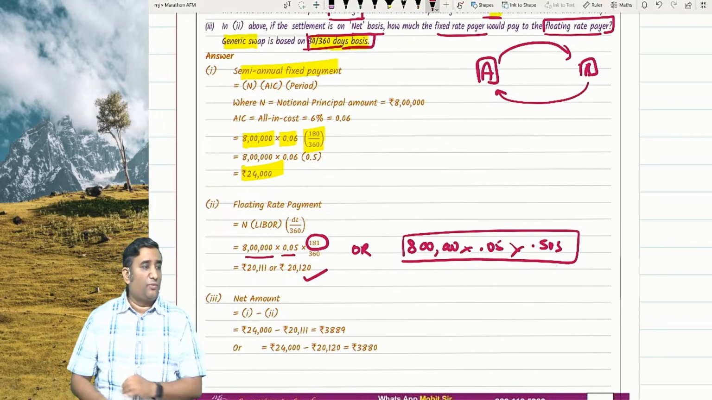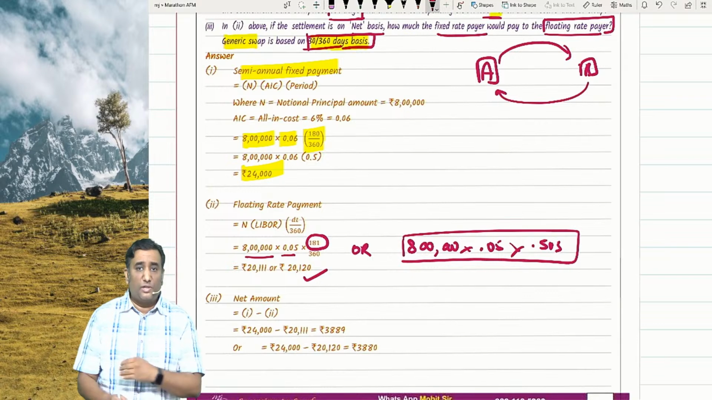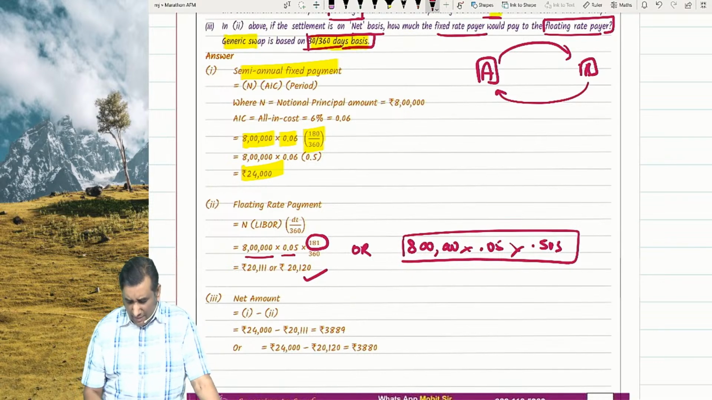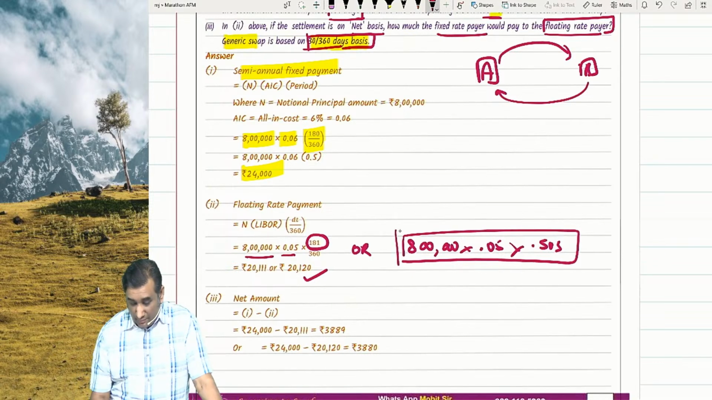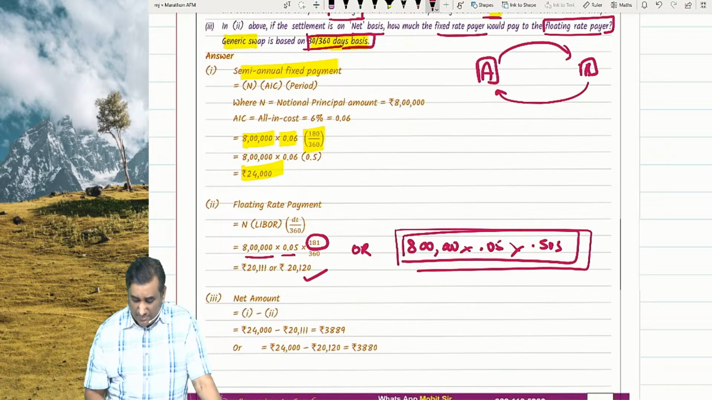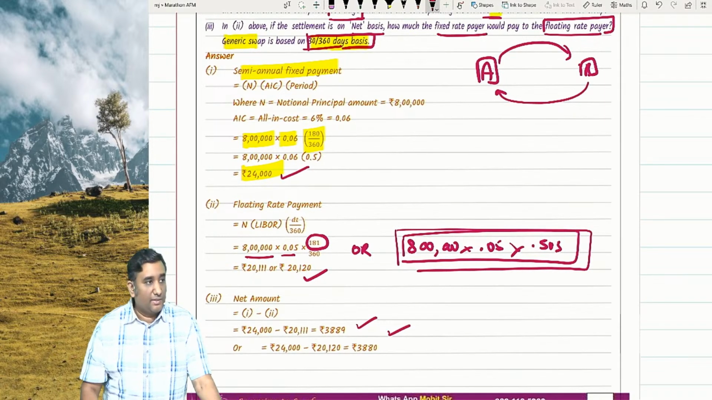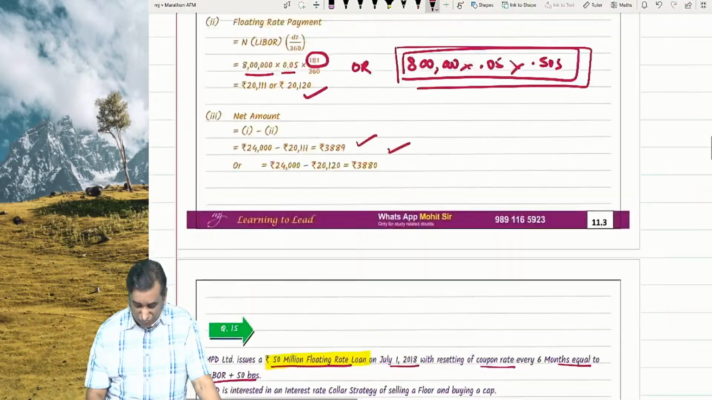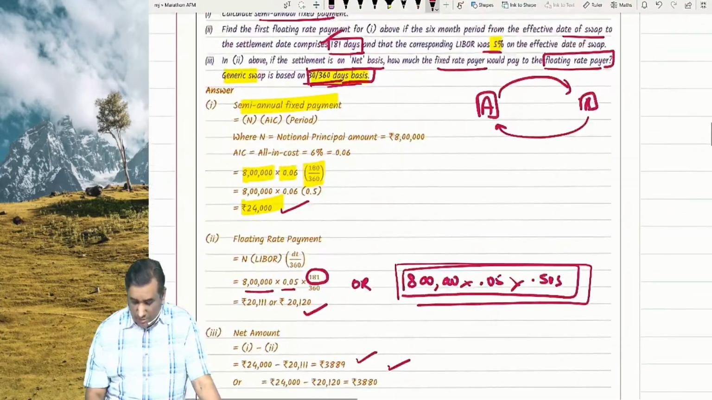Sometimes I was talking to you about whether you put in the points or not. Now how do you know whether to put in the points or not? These problems would come, but to what extent they'll give it, I don't know. In this particular question they gave it. So this is 8 lakh into 0.05 into 0.503. And then say how the net settlement will take place. That means one person is giving 24 and the second is giving any of the amounts you can choose. So be very careful please. Generic swap was based on 30 by 360, very simple. This was one part here. This was a general question.